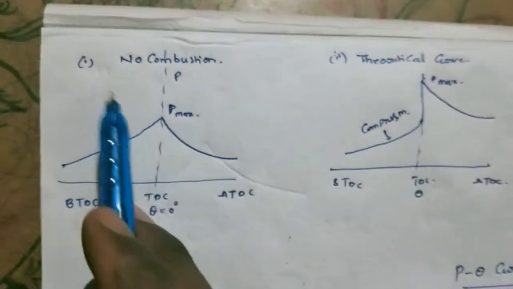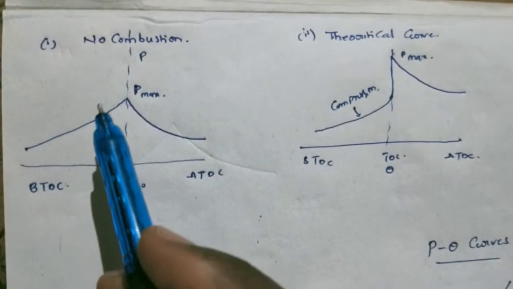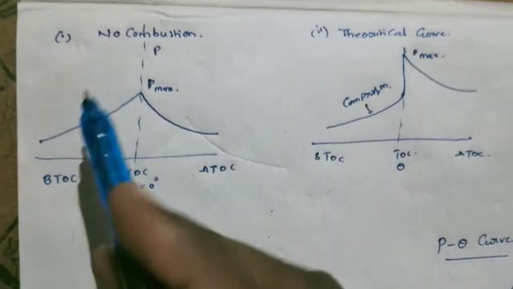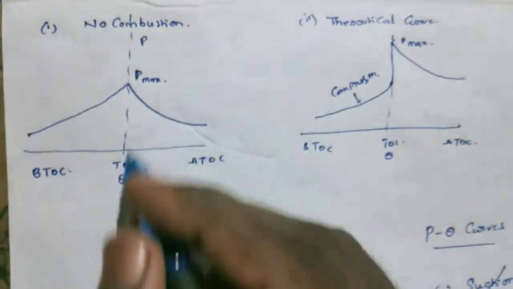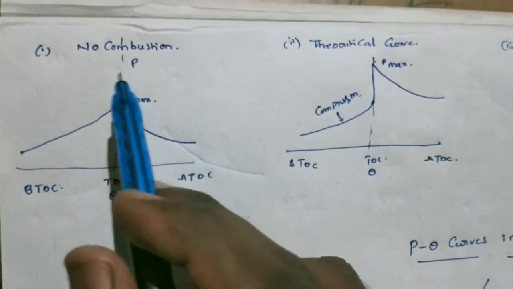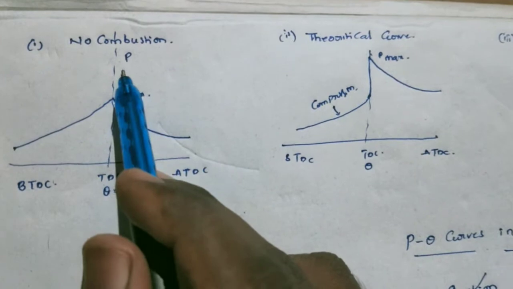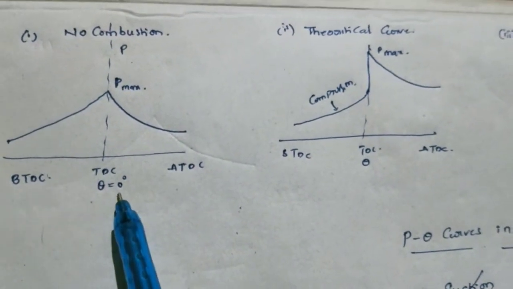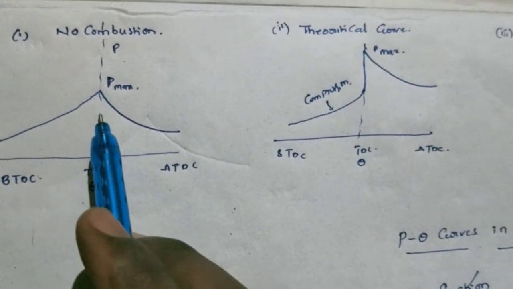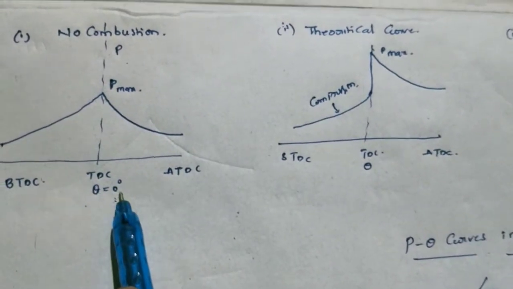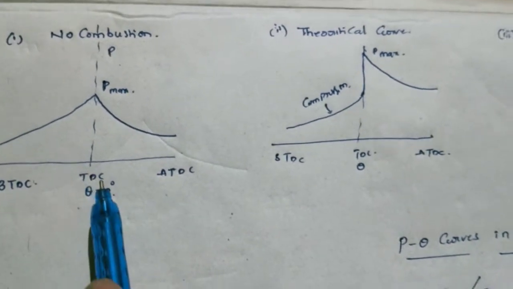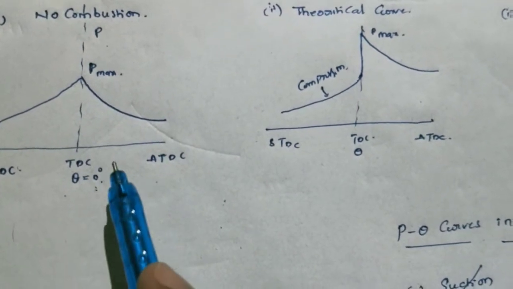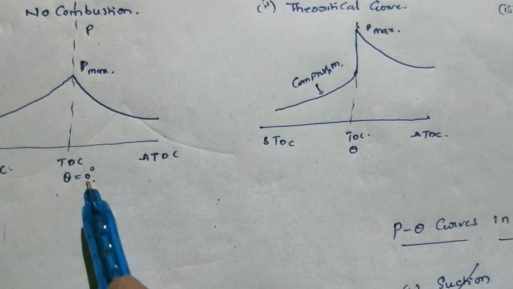No combustion. The first case is no combustion. Considering there is no combustion, how do the processes take place? First, compression takes place. Before that, we discuss this graph. The x-axis is taken as P, that means pressure. In the y-axis we take theta, that is crank angle. When theta is equal to 0 degrees, the piston reaches the TDC. In that position, theta is equal to 0 degrees.